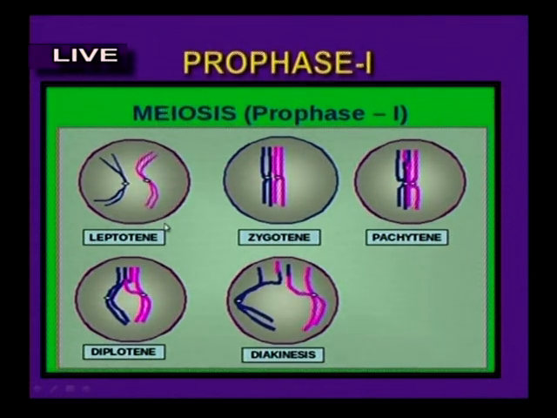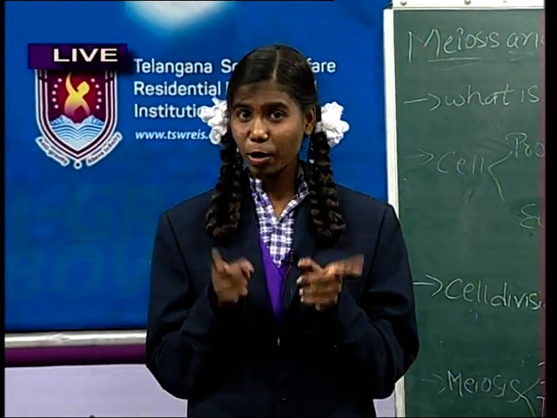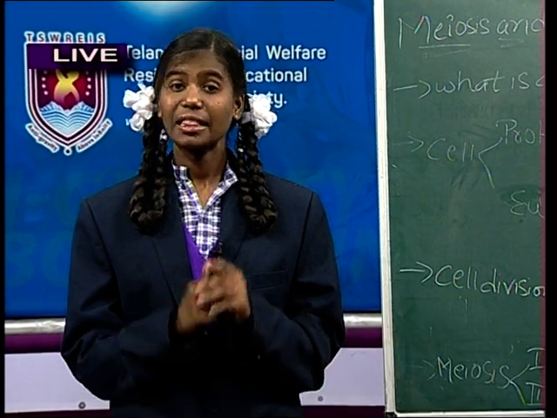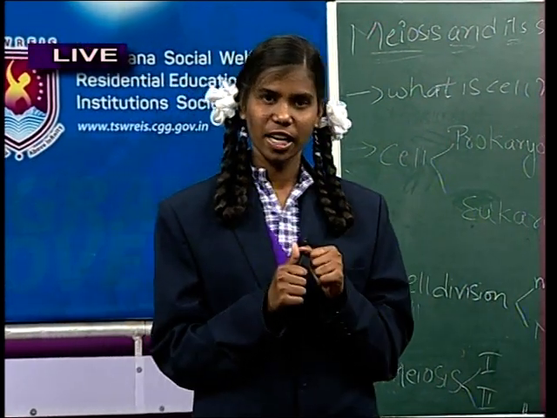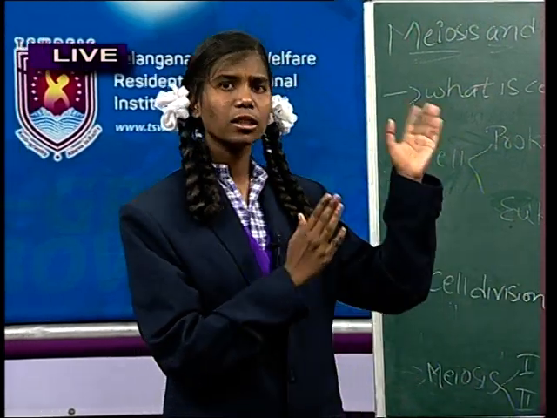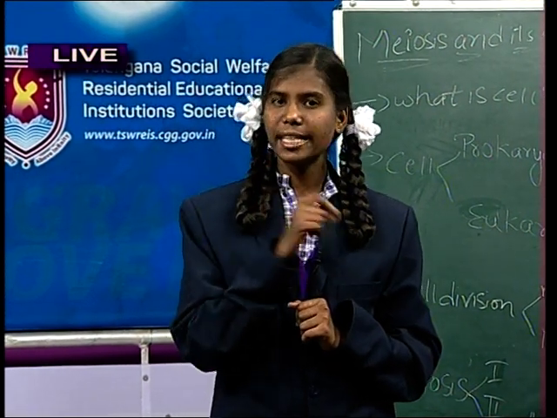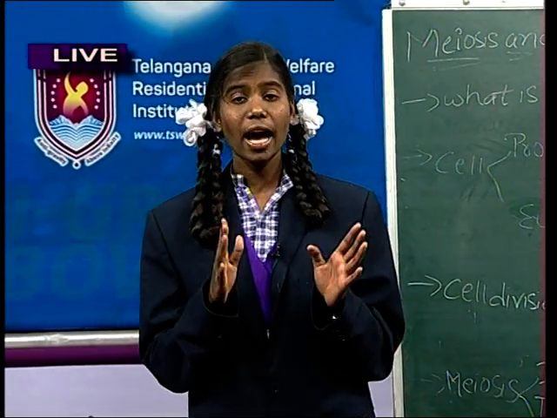In prophase 1, DNA is exchanged between the homologous chromosomes. What is the process? Yes friends, the process is homologous recombination. Homologous chromosomes form side by side in a process called synapsis. It forms a tetrad or bivalent.